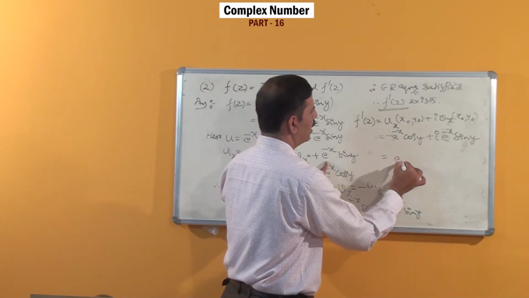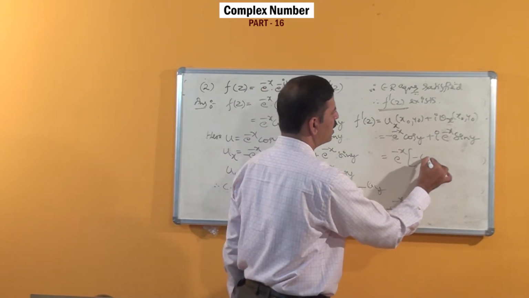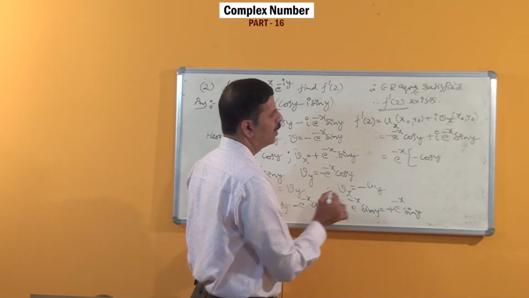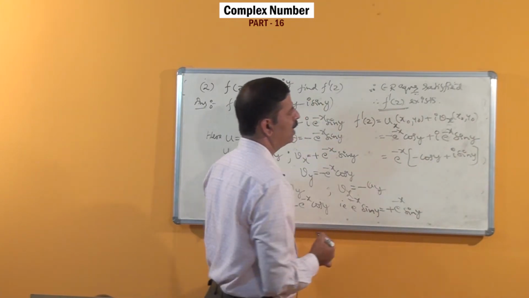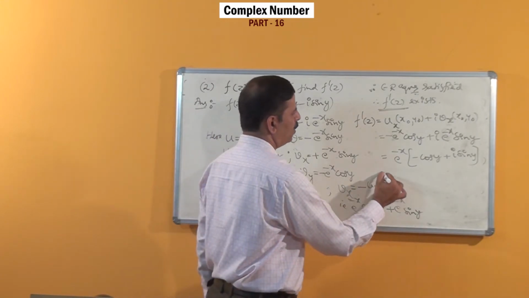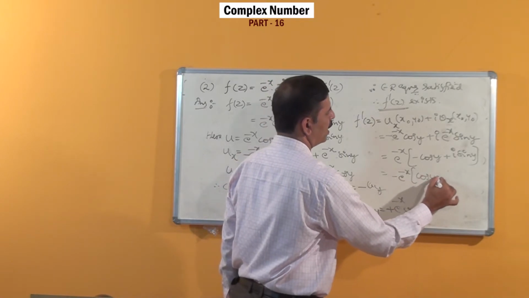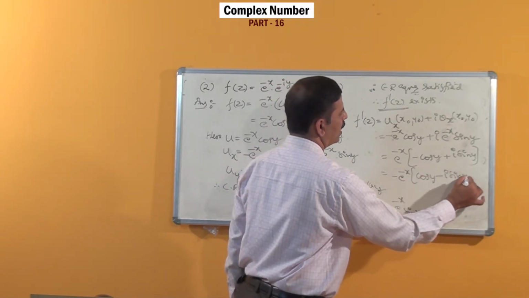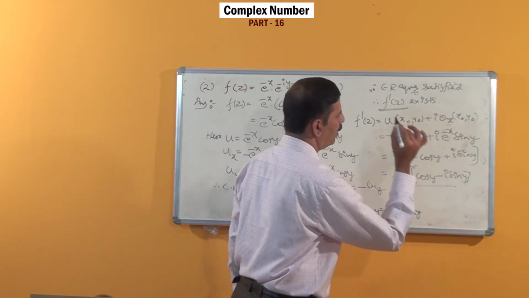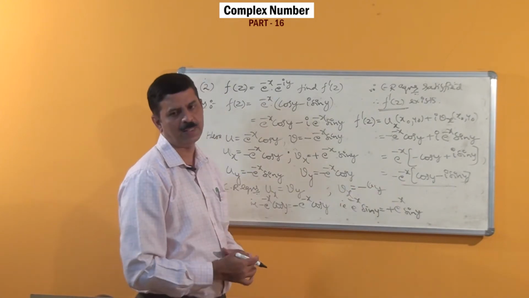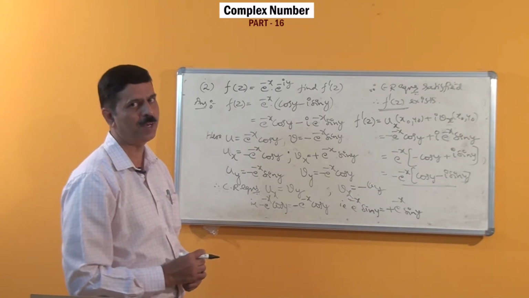Or you may simplify and write: e power minus x is common, so minus cos y plus i times sin y. If you are interested to simplify this, you can take the minus outside: minus e power minus x into cos y minus i into sin y, right. You may write the derivative of the function like this. Still you can simplify this if you are interested.